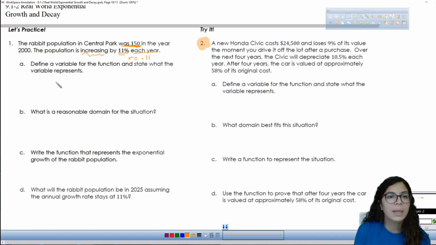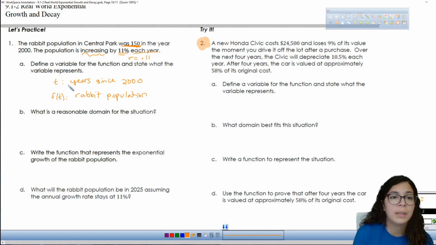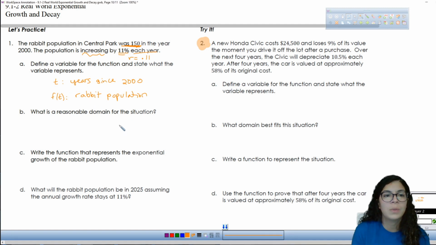Okay, so let's go ahead and say t is our input, f of t will be our output. So t, our input, is the amount of years that have passed since the year 2000. And f of t will be the rabbit population that is there, depending, of course, on the amount of years that have passed since 2000.